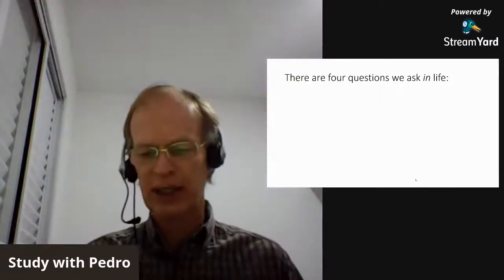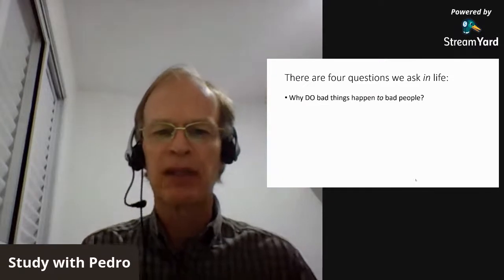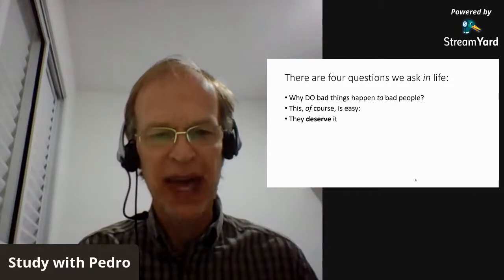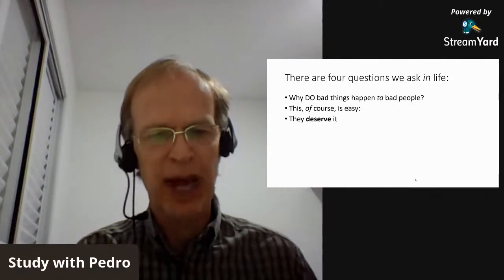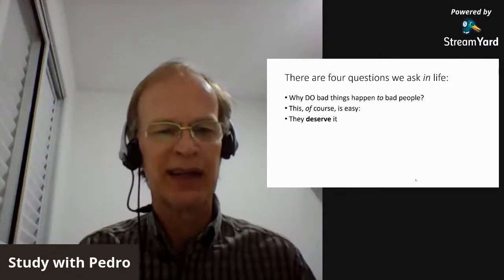Maybe not. Now, there are 4 questions we ask in life. Unfortunately, these are not the best questions to ask, but why do bad things happen to bad people? And of course, we have the answer to this one. It's easy. They deserve it. The bad people deserve the bad things to happen to them, right? At least merecem.